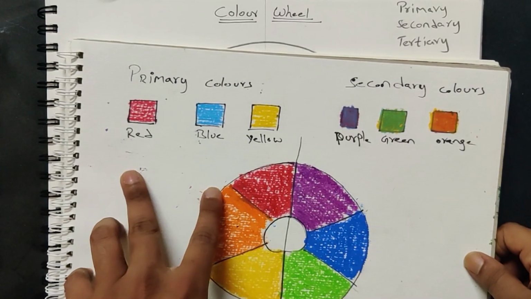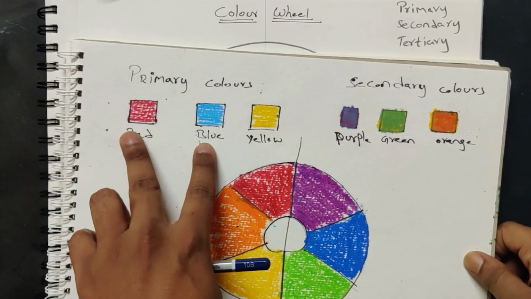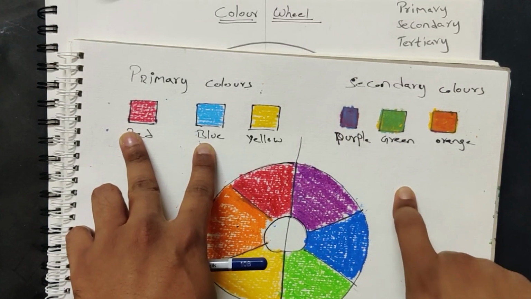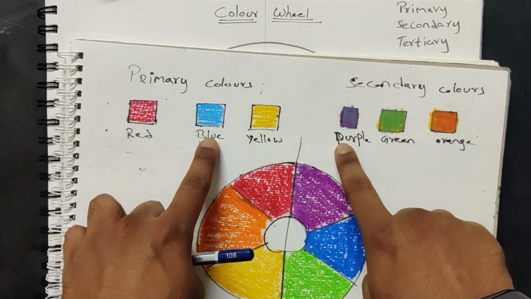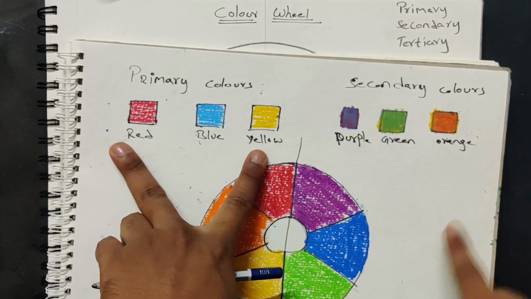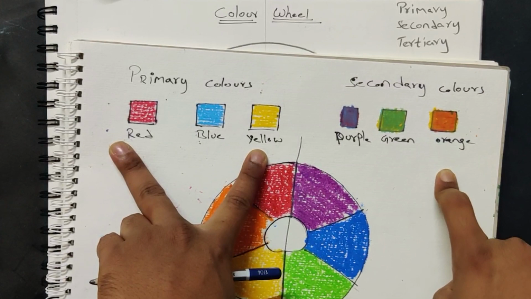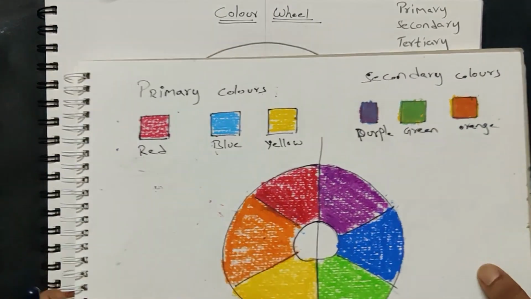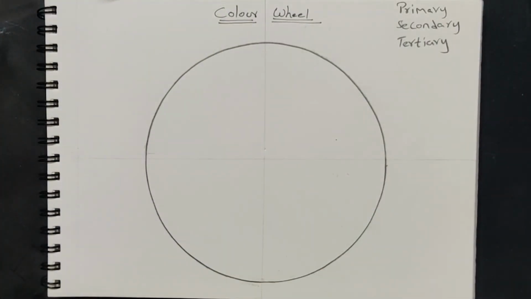See, again I'm going to repeat. By mixing two primary colors, we get a secondary color. Red and blue, we get purple. Blue and yellow, we get green. Red and yellow, we get orange. That's how secondary colors are formed. Okay, now let us see how tertiary colors are formed.